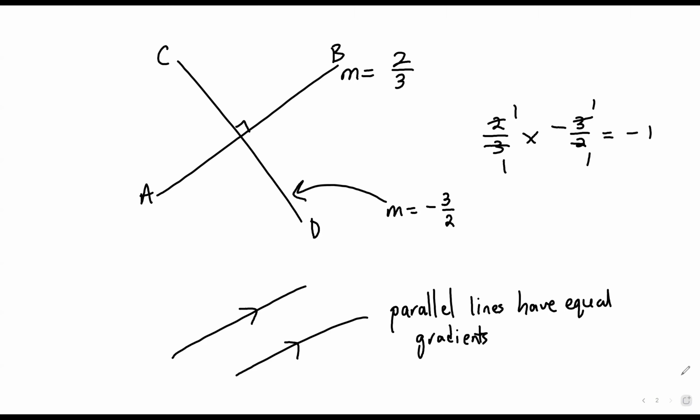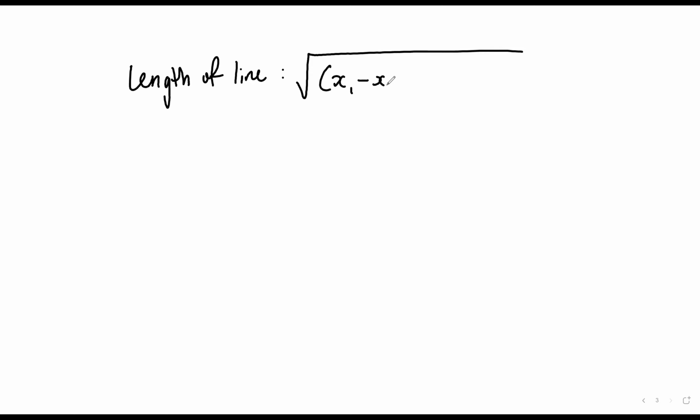Guys, did we go through that last week? The length of a line? Yes. Okay. So the formula, Fire, tell me, what's the formula for the length of a line? The square root of x1 minus x2 squared plus y1 minus y2 squared. Right. So the square root of x1 minus x2 all squared plus y1 minus y2 all squared. It is derived from Pythagoras' theorem.